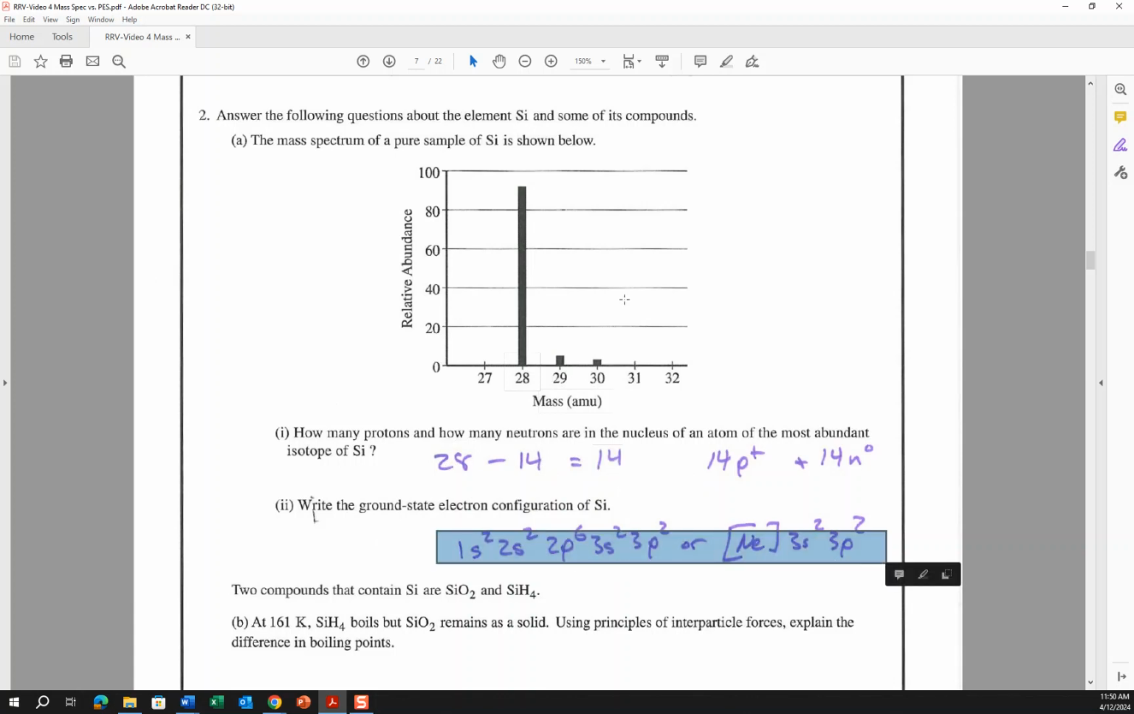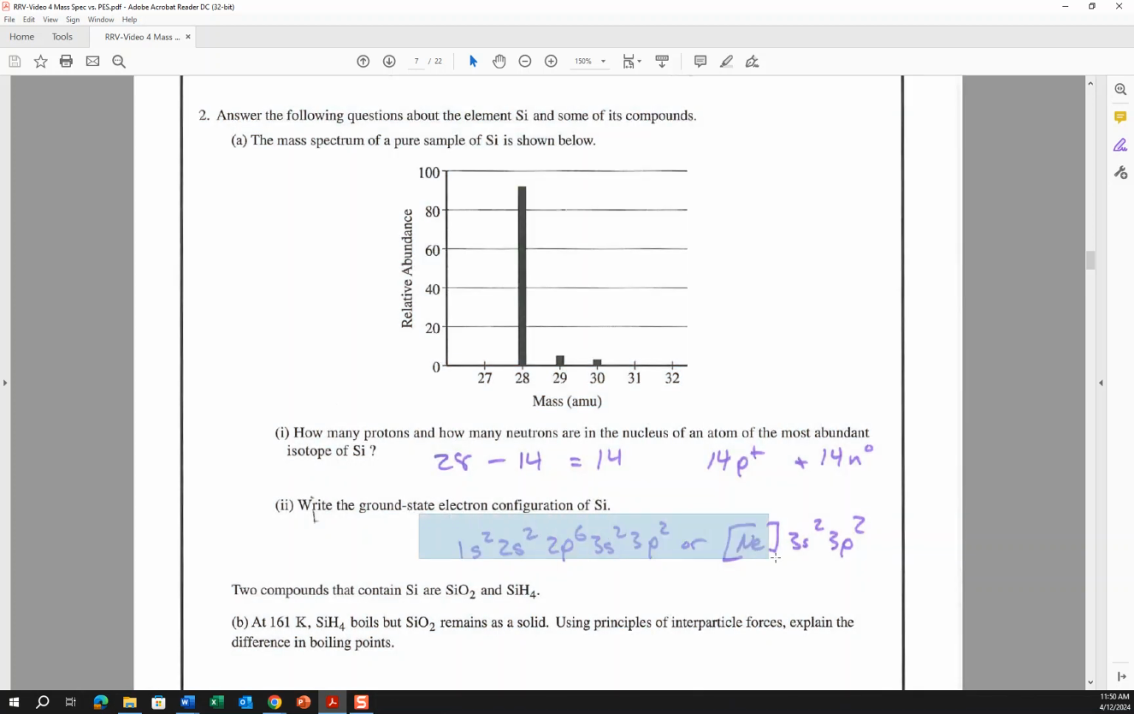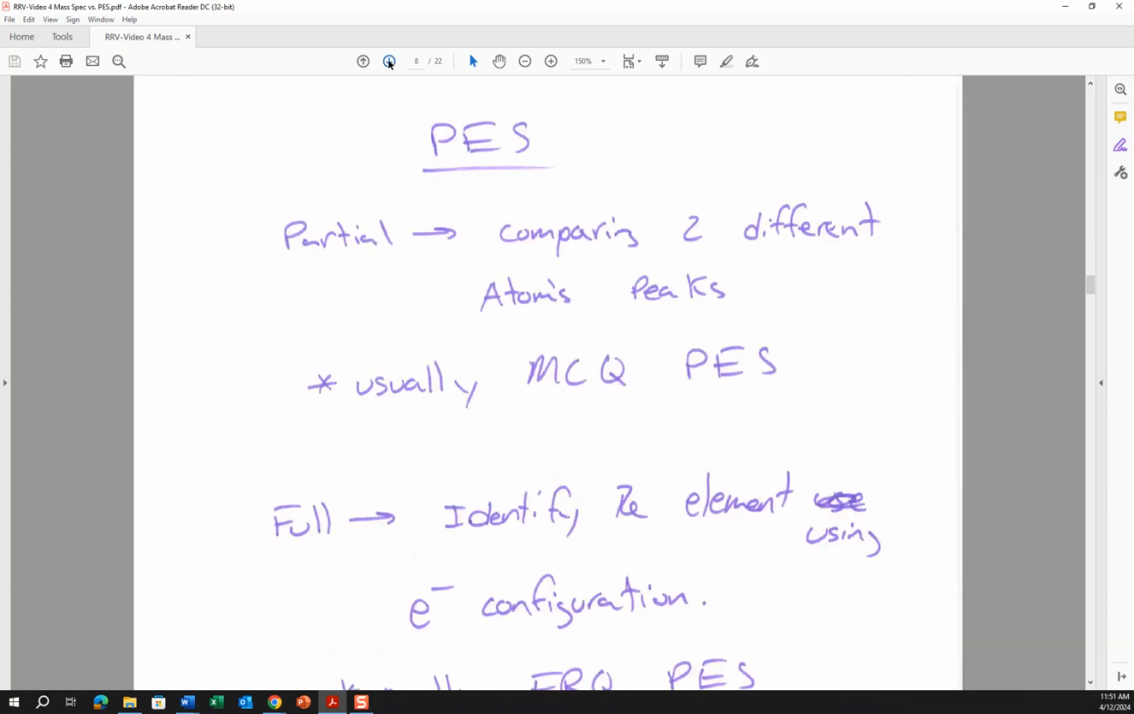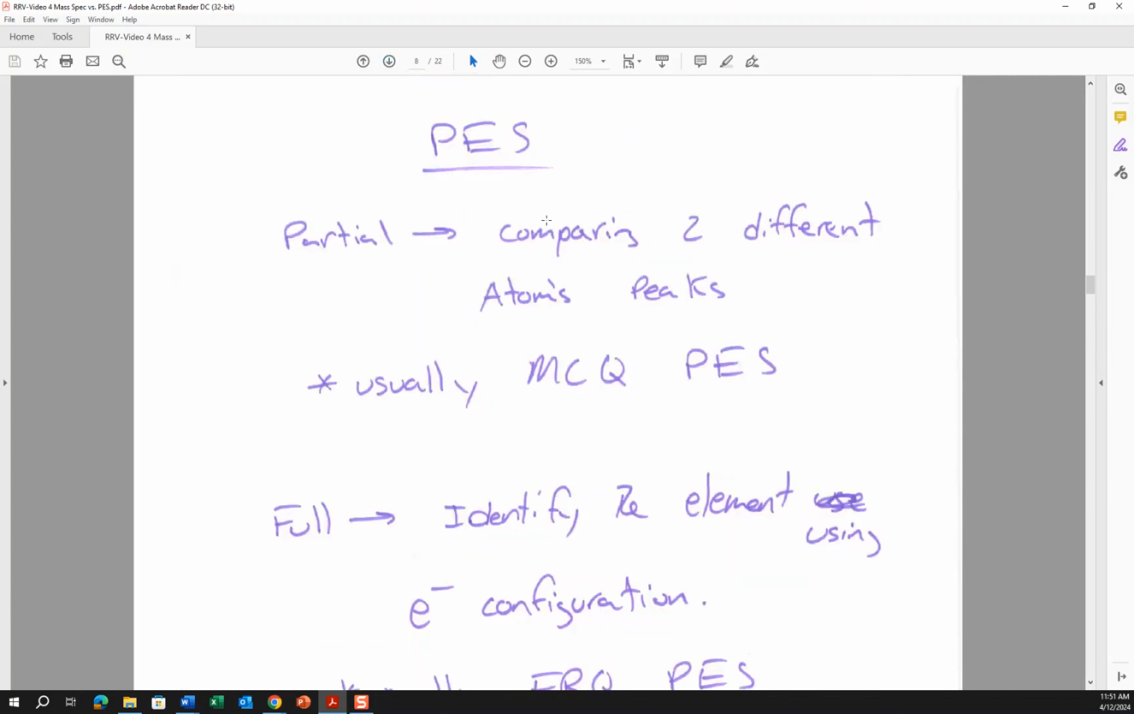So this has really nothing to do with this readout, but since we've identified it as silicon, hopefully we know how to write electron configurations. If we don't, make sure you go back and brush up on that, all right? So that was kind of the way mass spec will show up on the AP exam. So let's look at PES.